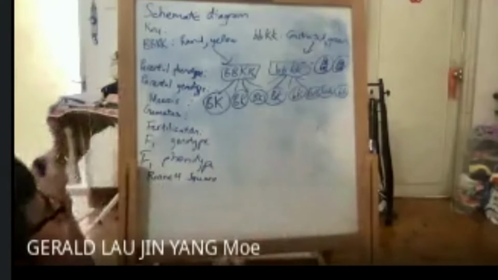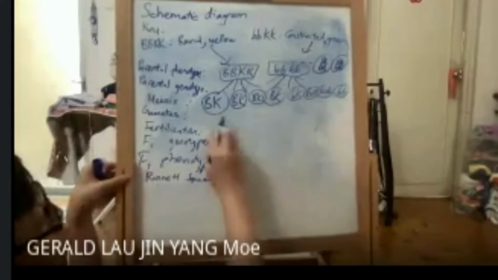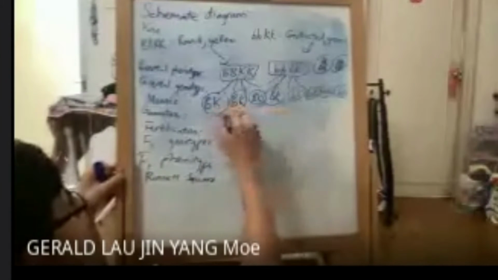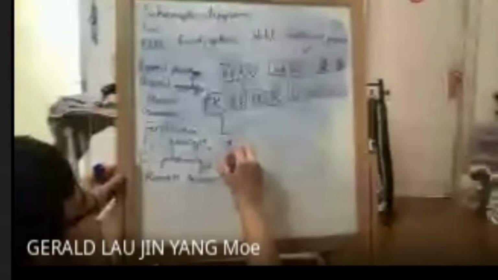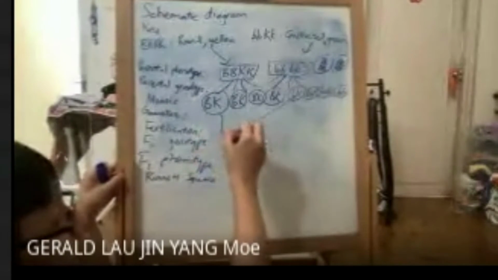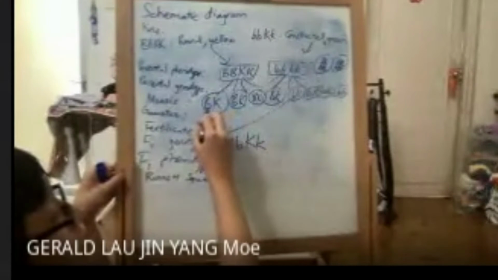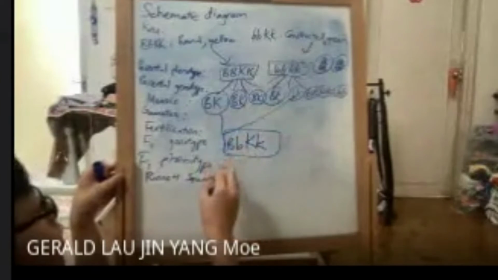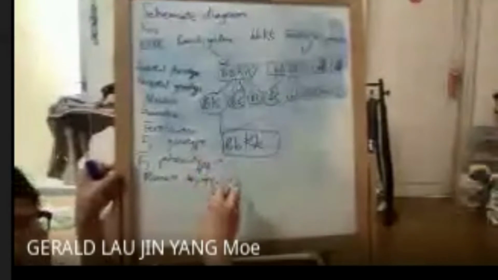Okay. And then you fertilize, okay? We don't do so many because this is so complicated. So you just do one. Okay, let's say this one. So they will produce B, b, K, k. Capital B, small b, capital K, small k. Okay, Bb Kk. Okay. Now, tell me what is the phenotype?